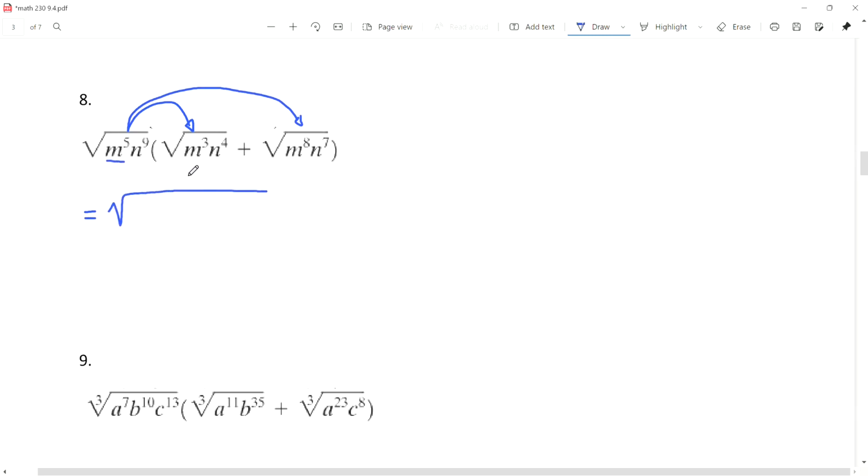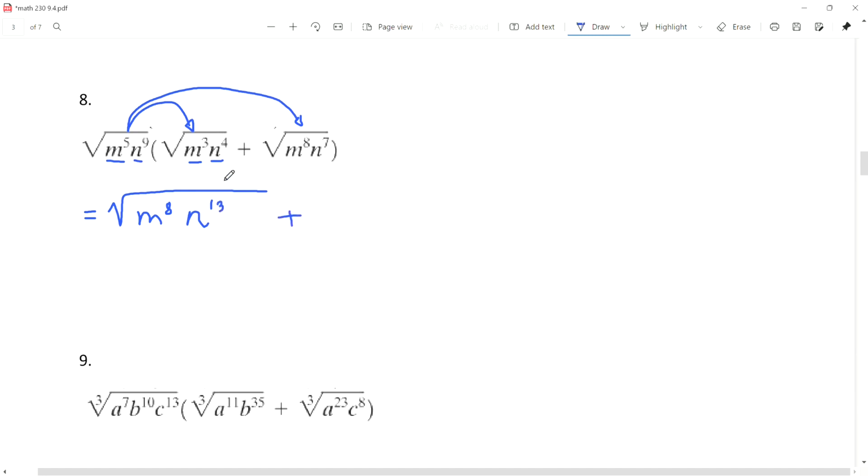We have m to the 5th times m to the 3rd. That's going to give us m to the 8th. N to the 9th times n to the 4th. That's going to give us n to the 13th.